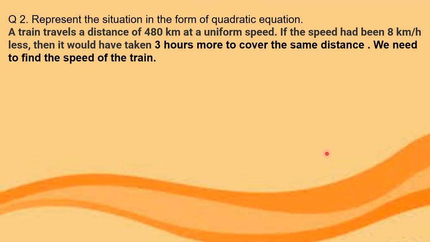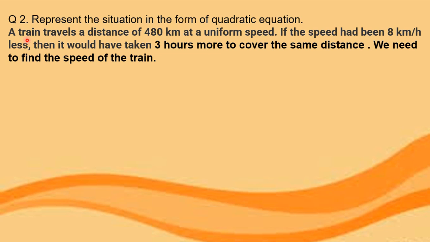Okay. Now let us take the second question of this exercise. Represent the situation in the form of a quadratic equation. One problem is given in this. A train travels a distance of 480 km at a uniform speed. If the speed had been 8 km per hour less, then it would have taken 3 hours more to cover the same distance. We need to find the speed of the train.